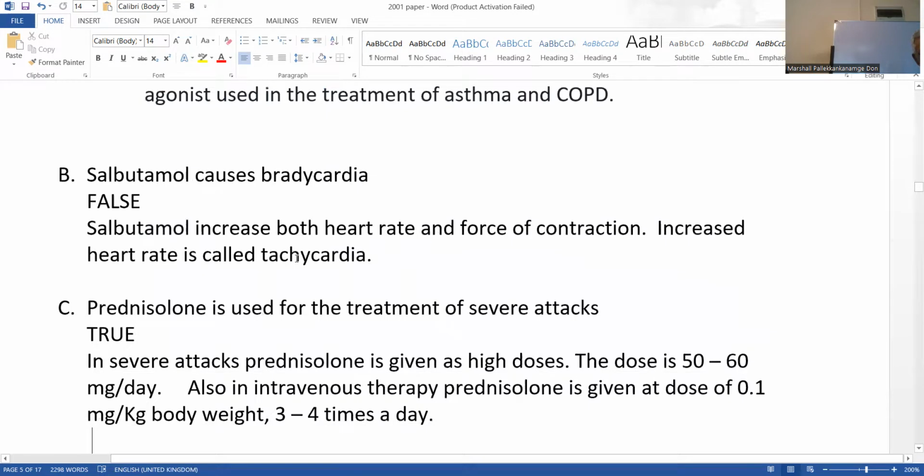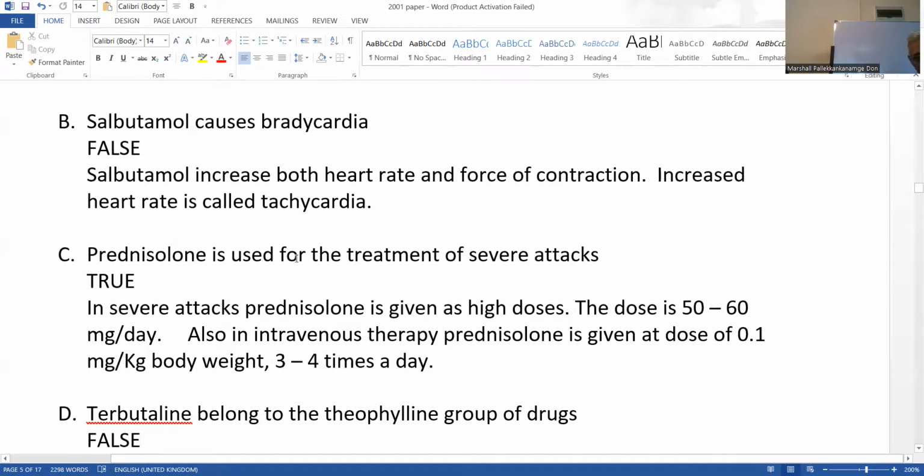Salbutamol causes bradycardia. Salbutamol causes tachycardia. Bradycardia is slowing the heart rate. Now, normal heart rate is around 72 to 100, take as normal. So, salbutamol causes a faster heartbeat, that is more than 100 heartbeats per minute. That is called tachycardia. Bradycardia is less than the normal rate of the heartbeat.